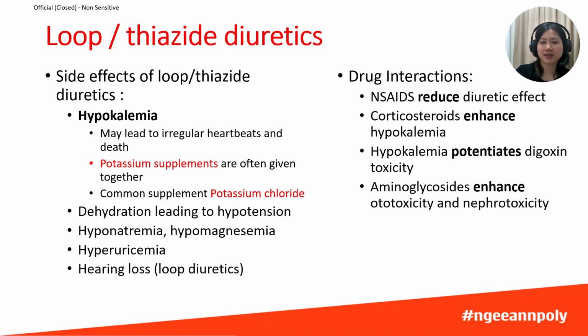Aminoglycosides are a class of antibiotics which can also cause ototoxicity, which is hearing loss, and nephrotoxicity, which is kidney toxicity. So taking them together with diuretics can increase the risk of these side effects.